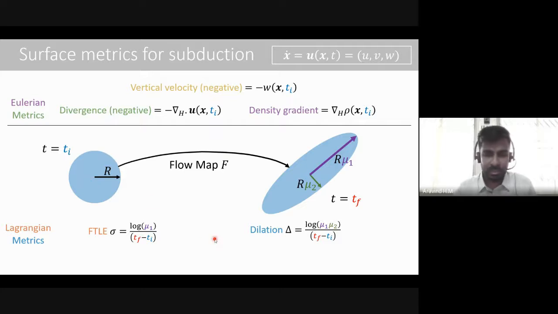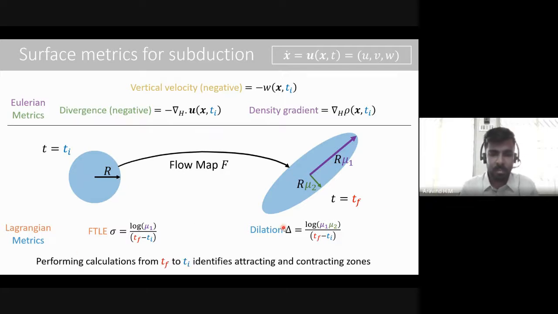Now, the way these metrics are defined, if I do a calculation from Ti to Tf, initial time to the final time, in forward time, I get repulsion and expansion using FTLE and dilation rate. So if I do a backward in time calculation, these metrics are going to tell me where the attracting and contracting zones lie. So one thing I want to highlight again is that all of these calculations are done only using the 2D surface fields. And using these metrics, I'm trying to locate regions where there's 3D subduction occurring in the ocean.